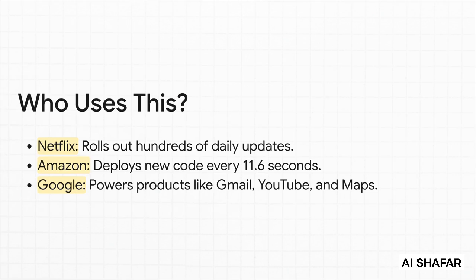And who relies on this? Well, basically every major player in tech. Netflix uses it to constantly improve your viewing experience, often without you even noticing. We already talked about Amazon's just unbelievable pace. And Google's most essential products, from search to maps to Gmail, are all built on some of the most sophisticated CI/CD systems on the entire planet.